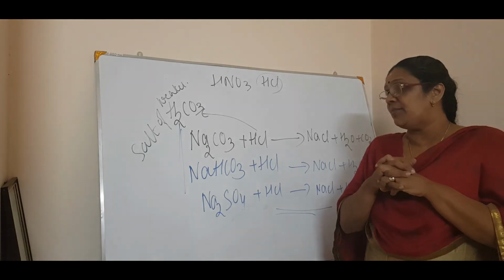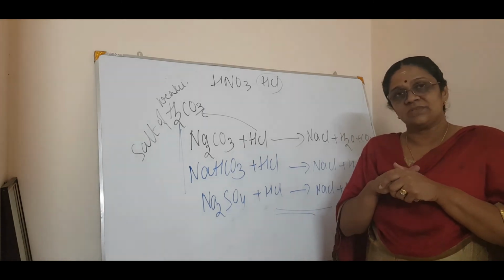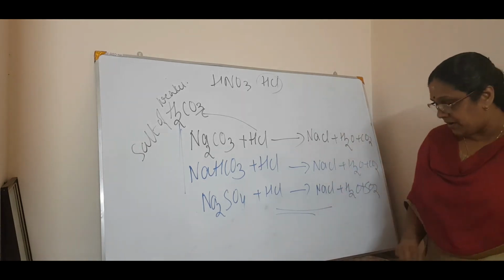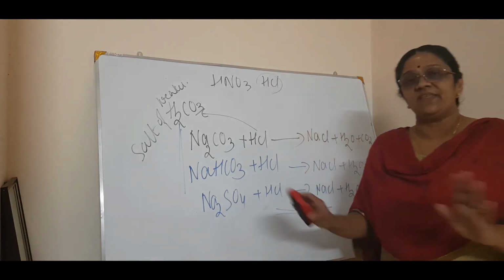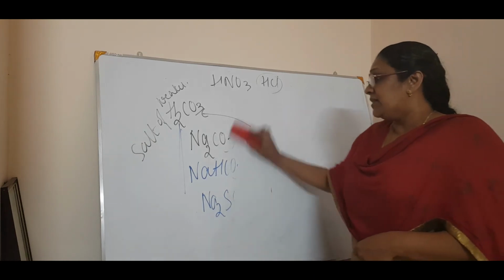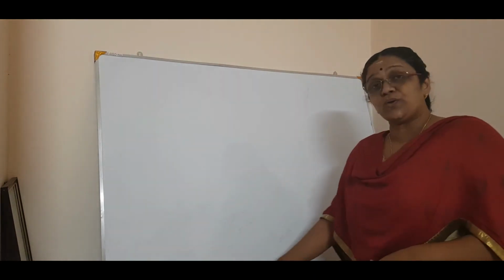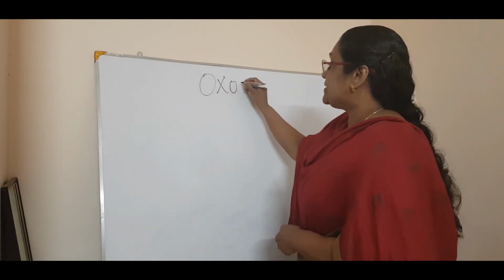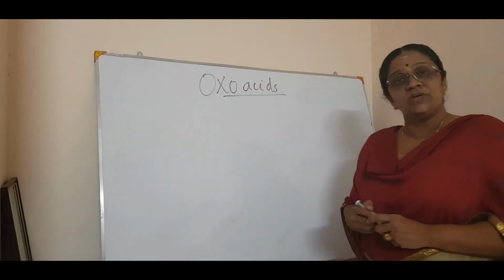Next we will study some oxo acids of chlorine. That's very simple. Just the structure you have to study. You don't have to study anything else. Only in your portions it is said that the 4 oxo acid structures we have to study. Oxo acid means oxygen containing. So only the 4 structures of oxo acids you have to study.